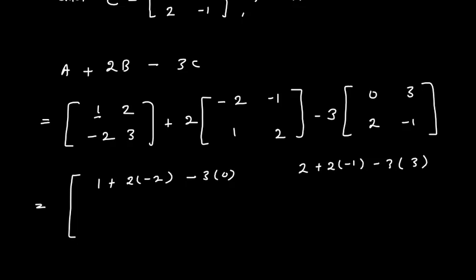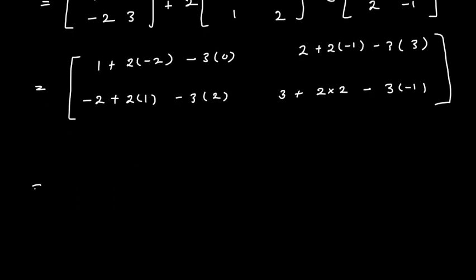In the second row we have minus 2 plus 2 into 1 minus 3 into 2, and this part is, here what we write minus, here we have 3. Okay, so start with 3. So 3 plus 2 into 2 minus 3 into minus 1.